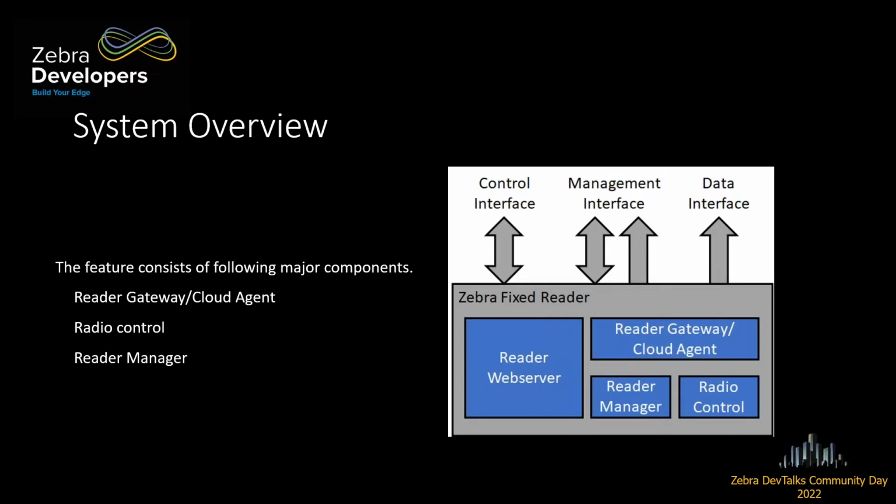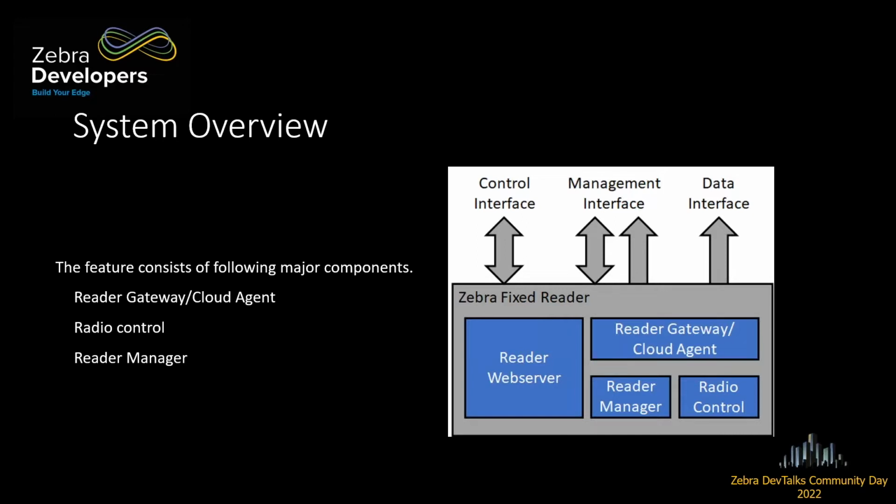And that's the reason when IoT connector is running, LLRP would be stopped internally by the reader, so LLRP functionalities would not be available, because radio control then takes over the responsibilities or functionalities of LLRP.